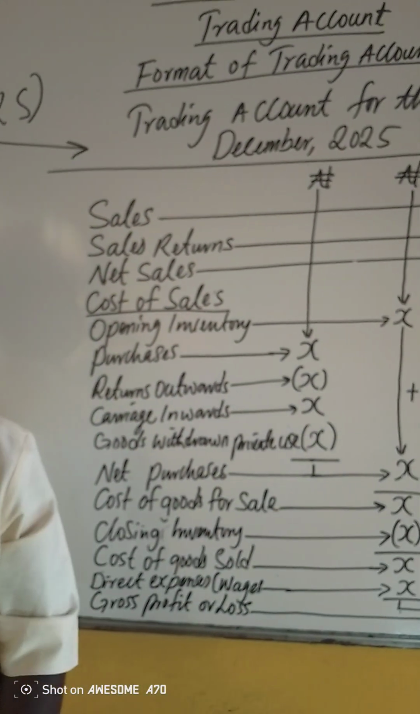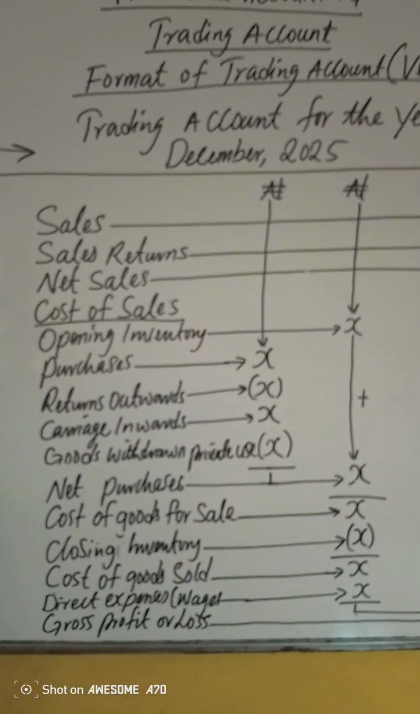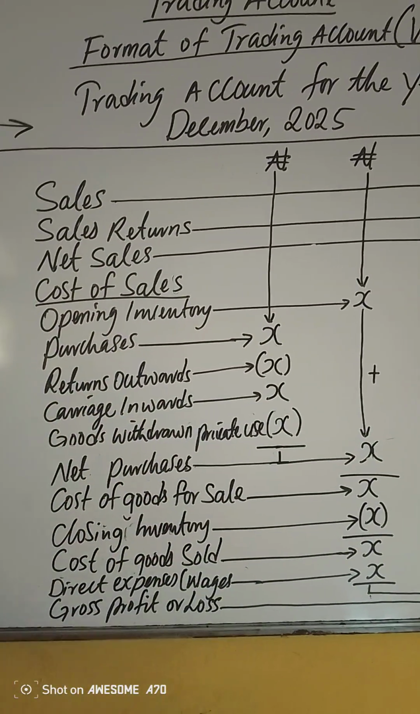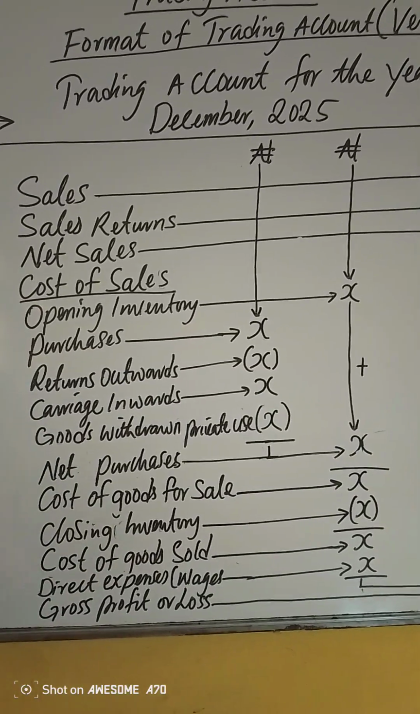You mustn't say available. Sometimes goods will be available, but will not be for sale. Just like a filling station, they have fuel. You know that it's there, but not for sale. So all we know is that this is just like saying cost of goods for sale.